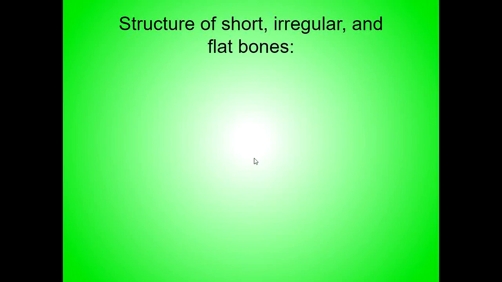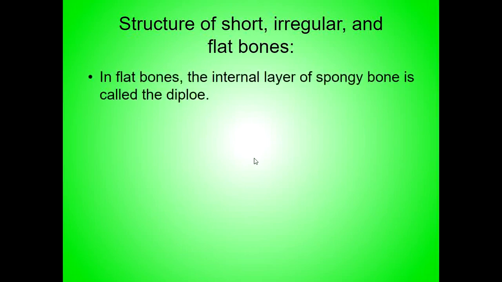Now, for short, irregular, and flat bones, they're a little different. They are obviously not going to have a shaft and ends on them because of their size or because of their shape. So in flat bones, they do have spongy bone, but instead of being called the marrow cavity or medullary cavity, we call it the diploe. And it almost looks like the peanut butter sandwich between two pieces of bread. And I'm going to show you a picture of it in just a second.